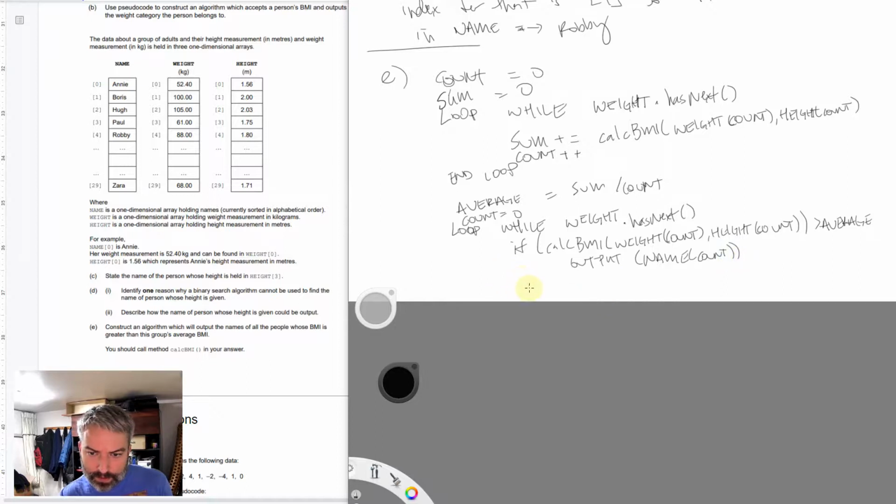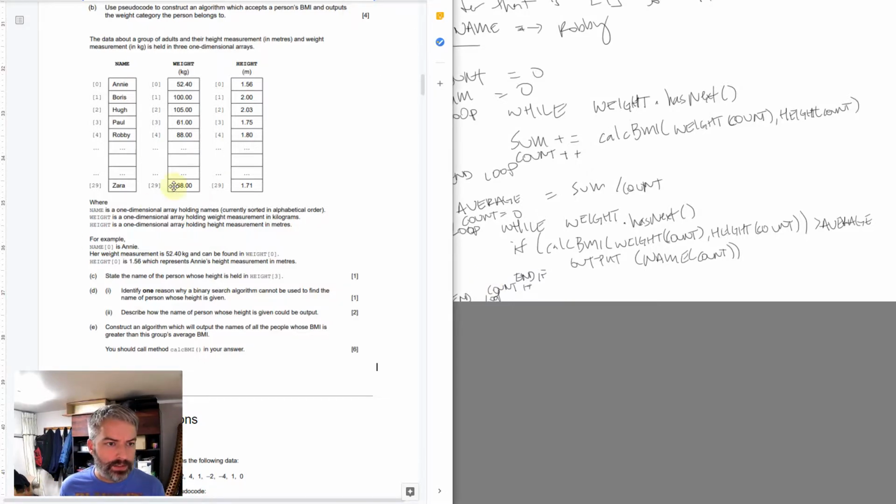And then we still are going to need to do our count plus plus, and end if, and end loop. Okay, so that finally worked.